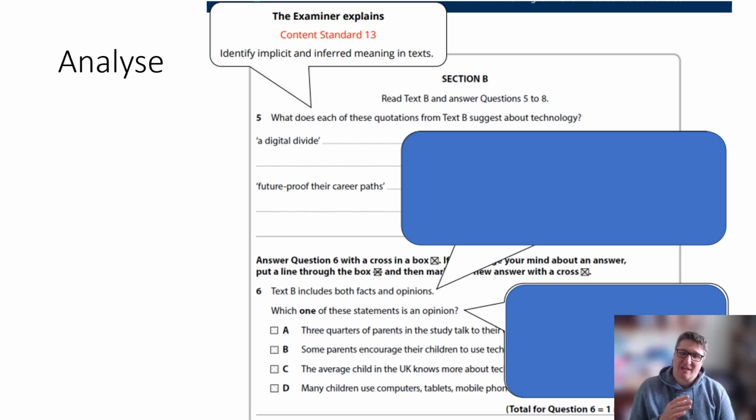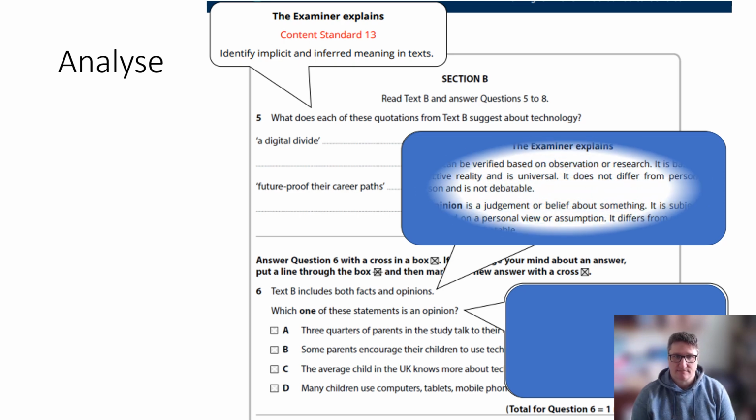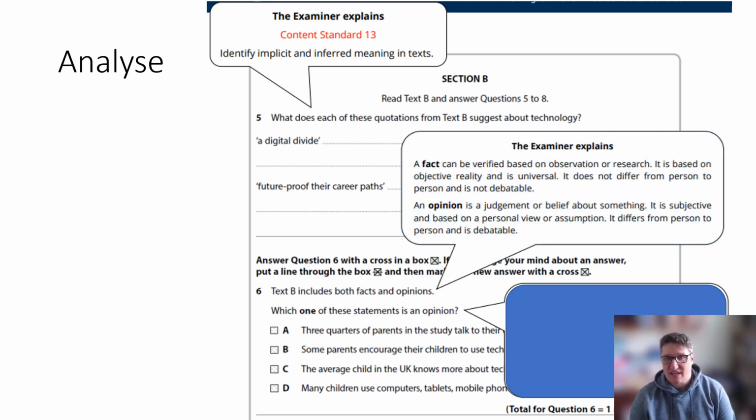It's testing whether you can identify not just the meaning of words, but the overall meaning of a text, even when it isn't explicit. Explicit, meaning exactly what is said. Question 6 here is about facts and opinions. By the way, this isn't just this exam. This is all the exams. All of the exams have a variation on these questions. So these same questions applied to different texts. So we're going to go through that.